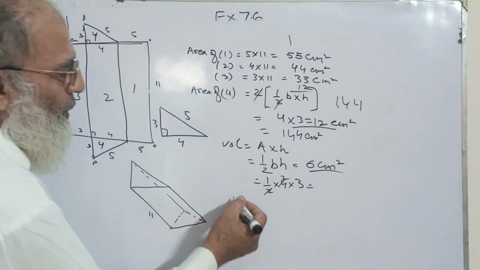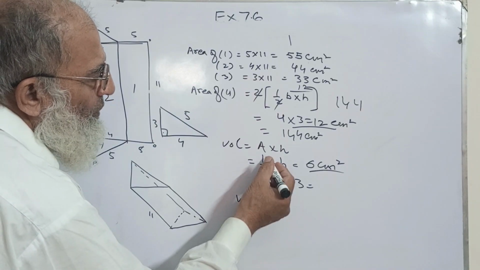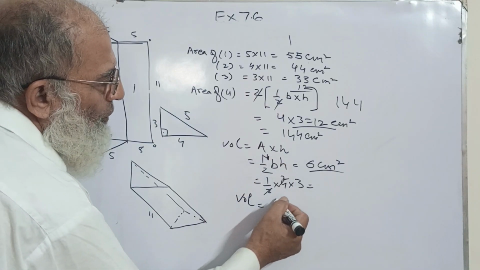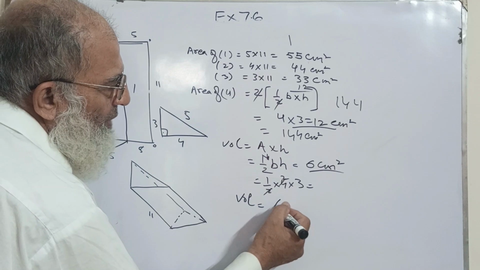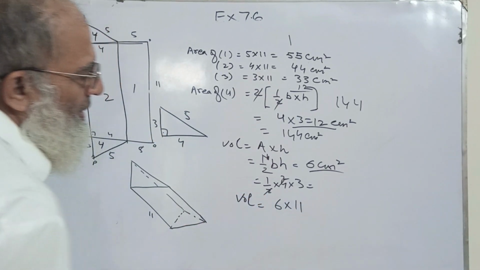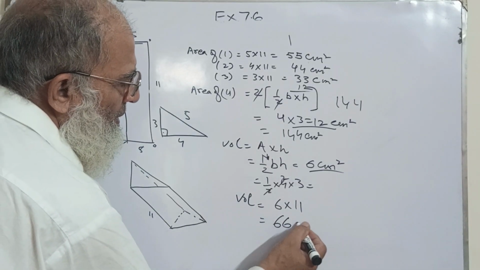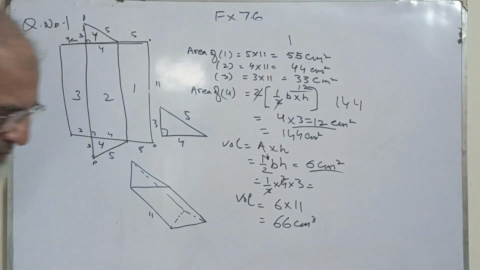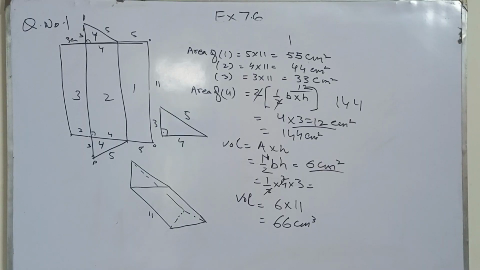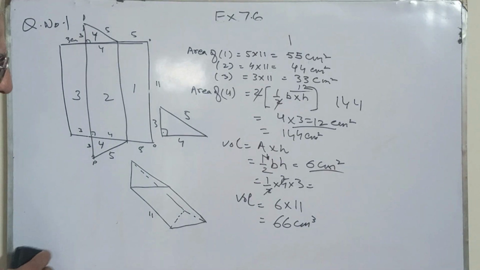So the volume is equal to this, which was the area. Volume is equal to 6 multiplied by h. H is 11, so 6 times 11 will be 66 centimeter cube. This is question number 1 done.